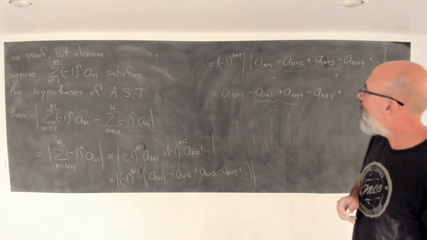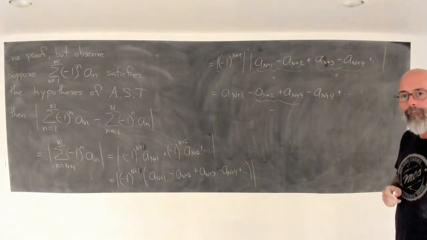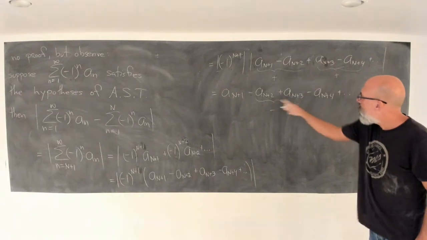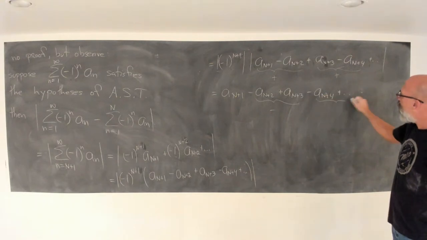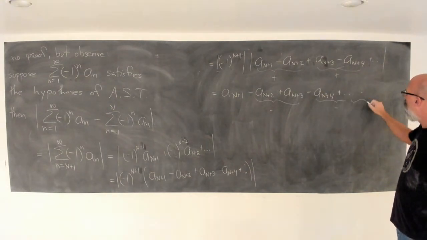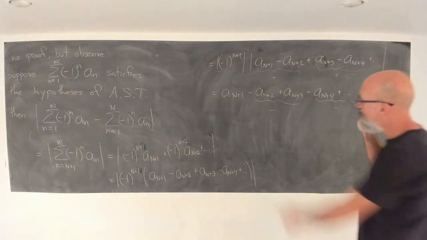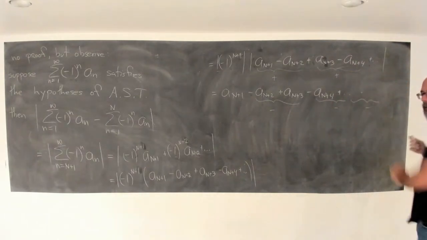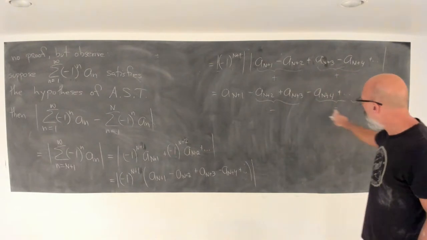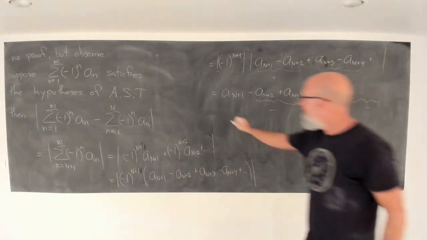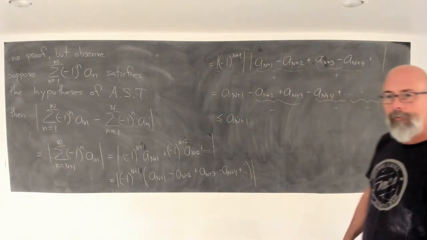Tiffany is asking what happened to the negative one. It's an absolute value, so it's just one. So this is negative. Minus a_(n+4) plus a_(n+5) is going to be negative as well. And if you group it two by two, skipping the first one, they're all negatives. So now I've got a_(n+1) and I'm adding negative stuff. This is less than or equal to a_(n+1).